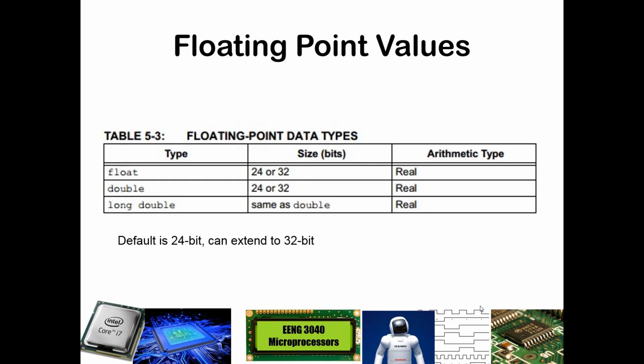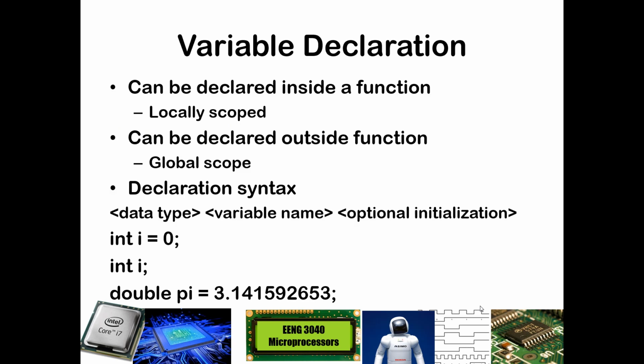For our purposes, 24-bit will be just fine, so we won't need to extend up to 32-bit to get that extra precision. So, variable declaration is a very important thing to learn in C. Variables now have scope, and scope is something that's very important to learn about when you're talking about C programming. Before, when we used an EQU statement in assembly to declare a variable, that was just declared as that memory location, and that was used anywhere we wanted to use it.